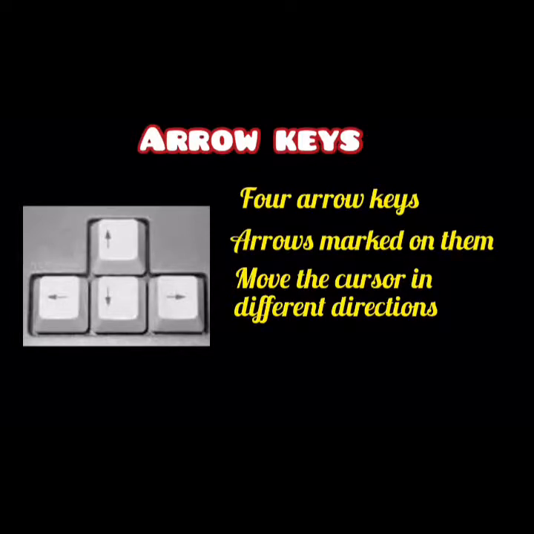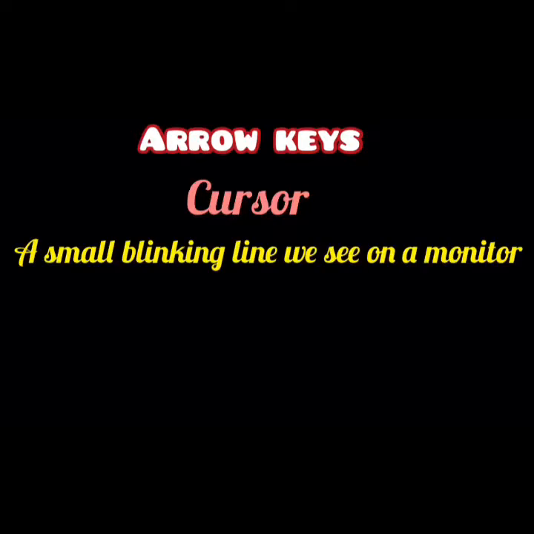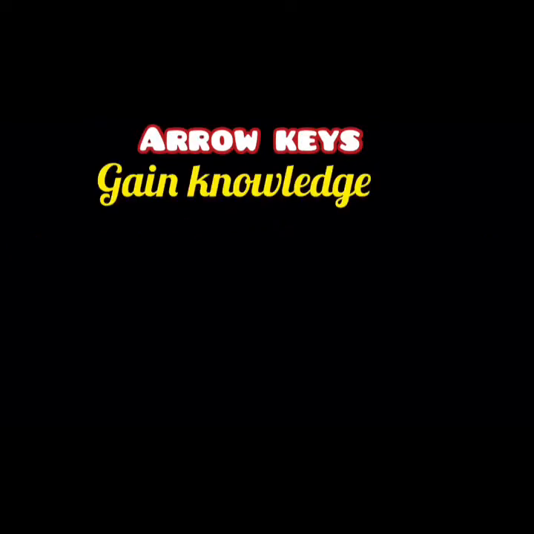Now you might be thinking, what is this cursor? Cursor is nothing but the blinking line we see on the monitor when we type something on the keyboard. That blinking line is called the cursor. So what are arrow keys? There are 4 arrow keys on the keyboard, and these keys have arrows marked on them. What is the use of arrow keys? To move the cursor in all the directions. What is a cursor? Cursor means a small blinking line we see on a monitor.